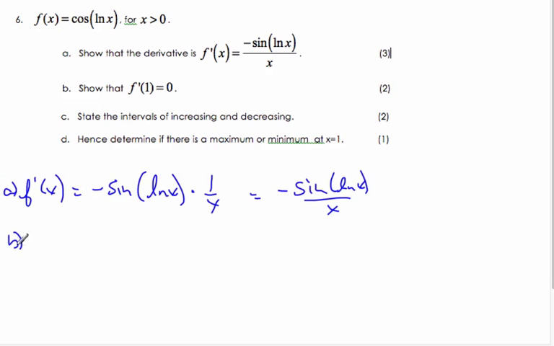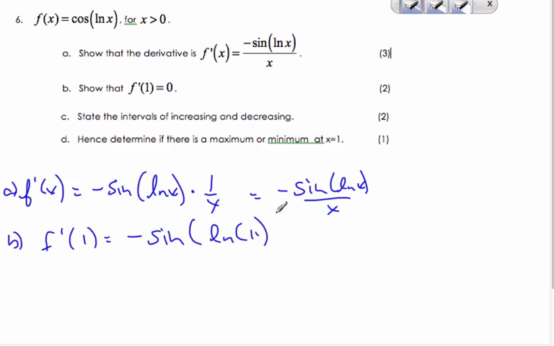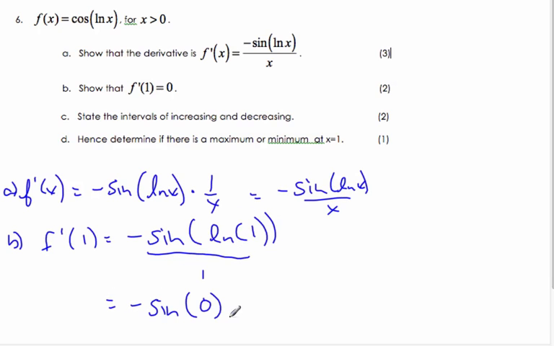Part B then says show that f prime at 1 equals 0. Well, f prime at 1 is equal to negative sine ln at 1, at 1, make that a clear 1, over 1. Well, negative sine ln of 1 is 0. The sine of 0 is also 0.